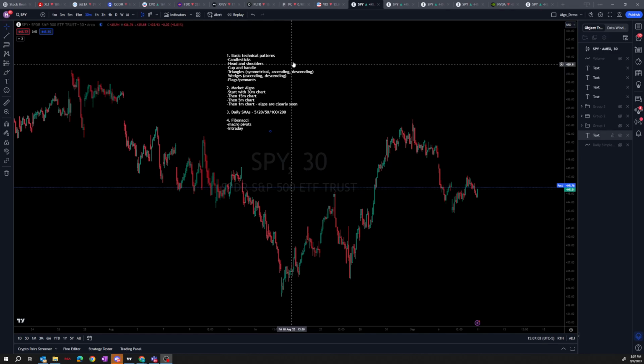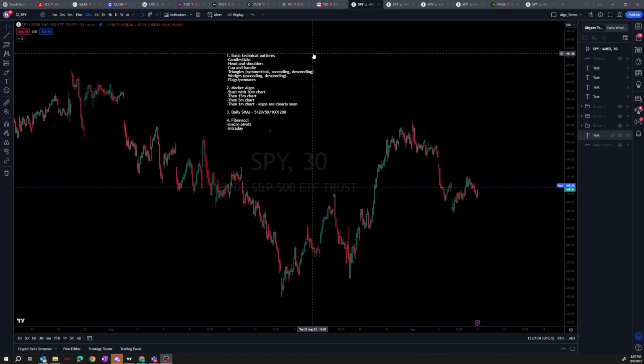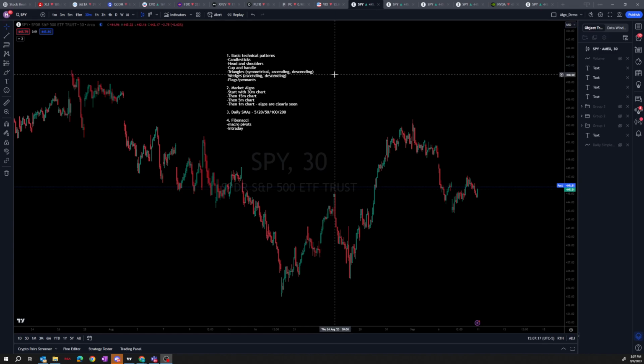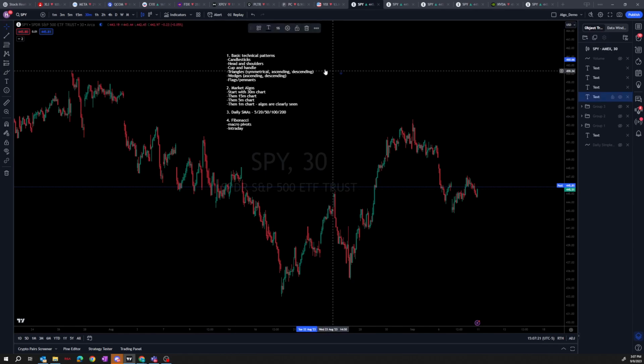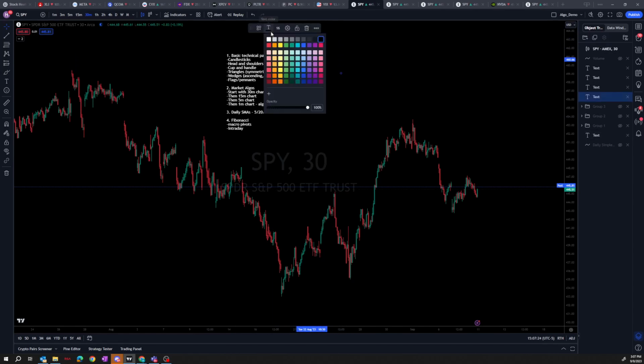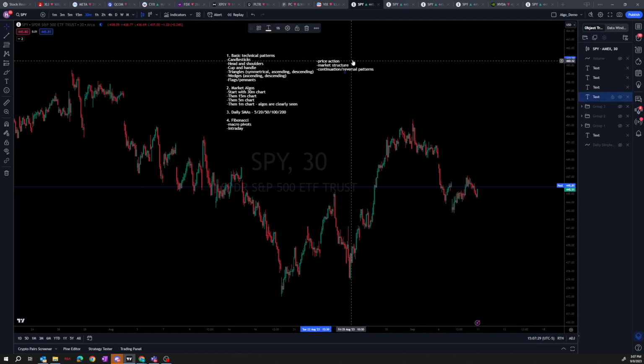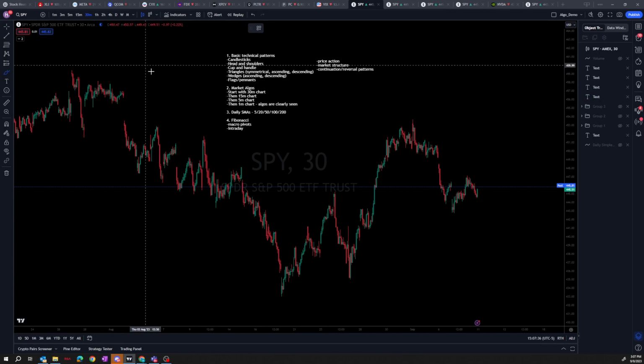The first one, I'm not going to spend too much time on this, but in order to understand what I do in my channel, you're going to need to understand basic technical patterns. That's going to be your candlestick patterns, things like head and shoulders, cup and handle, triangles, wedges, flags, pennants. The reason all of these things are important is it's going to give you a sense of what's going on, right? You're going to understand some of the price action, the market structure, continuation and reversal patterns. So I'm going to illustrate just a couple of them.